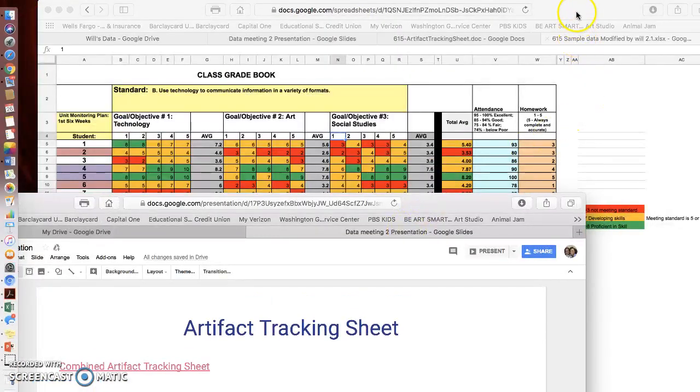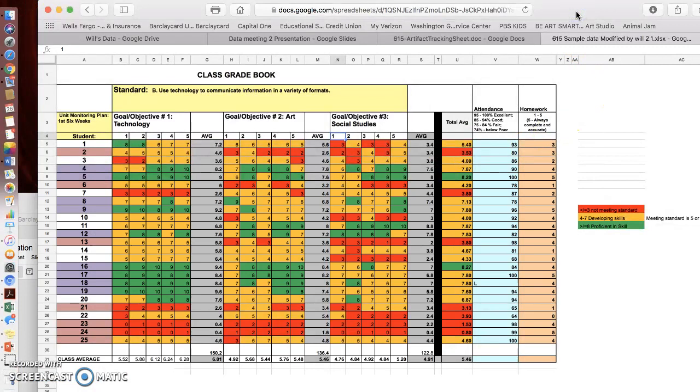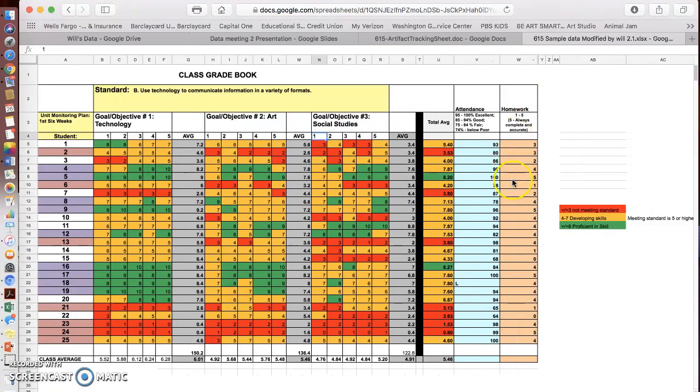So this is the class gradebook that was modified to actually break down and show you the different levels of students and how they performed with each learning objective. For the first learning objective, I'm not going into detail about what the objective was, but it focused on technology, students' use of technology. The second focused on the art objectives, and the third, the social study objectives.